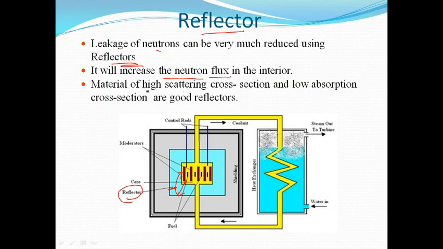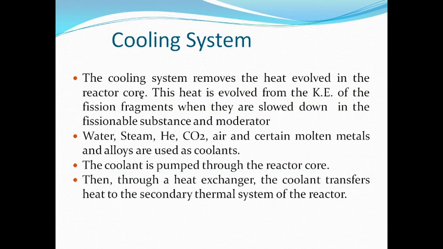And for that, materials of high scattering cross section, not absorption cross section, you see here a scattering cross section. That means they will be able to scatter neutrons into the system. So high scattering cross section materials and low absorption cross section. A reflector should not absorb the neutrons. If a reflector is absorbing neutrons, that means the number of neutrons will be reduced by its use. So materials of high scattering cross section and low absorption cross section will be used as reflectors.